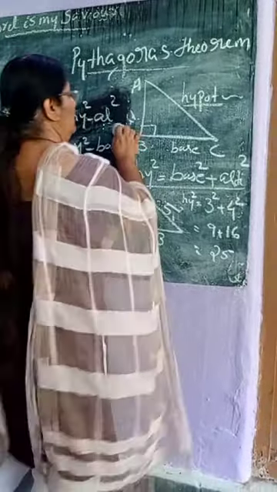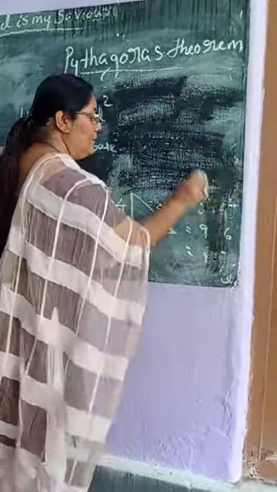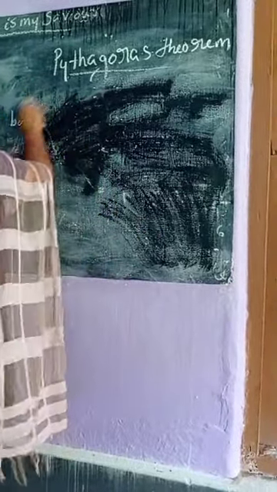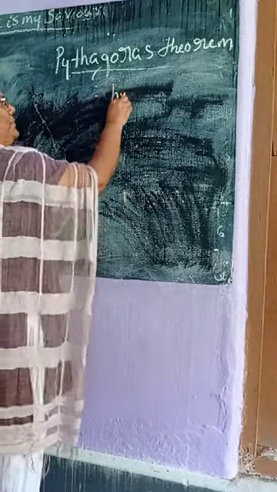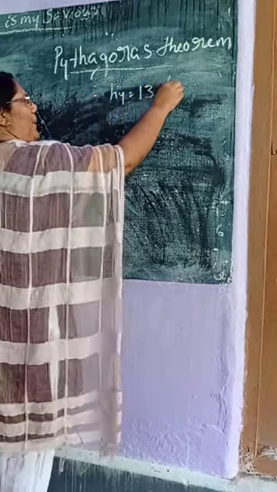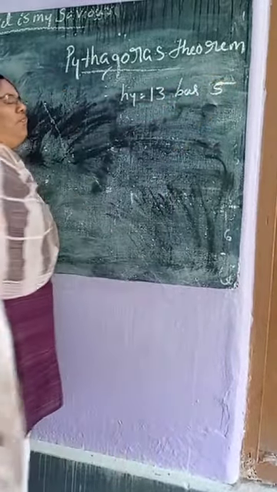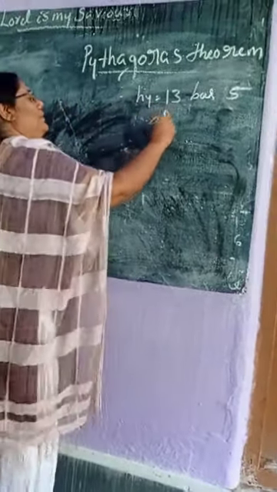Write one question. In a right-angled triangle, the hypotenuse is 13 and the base is 5. Find the altitude.